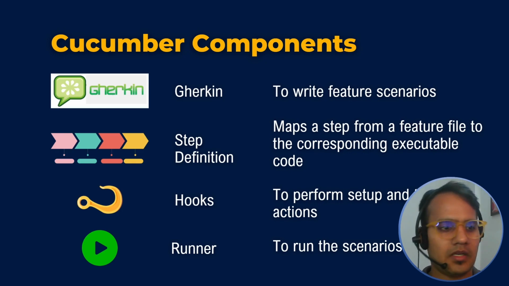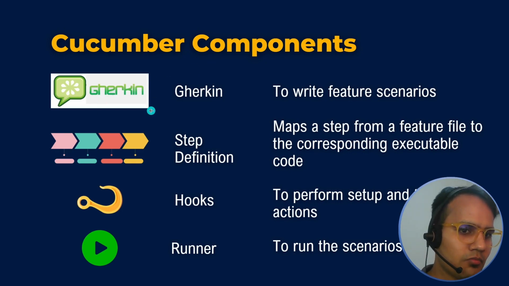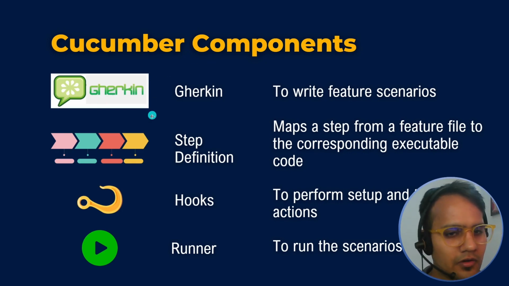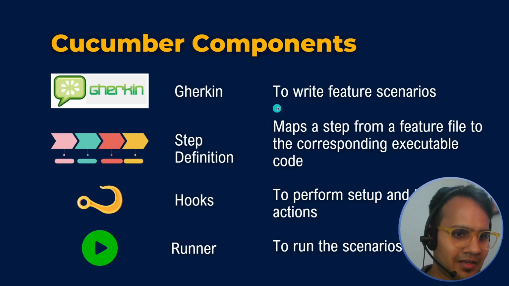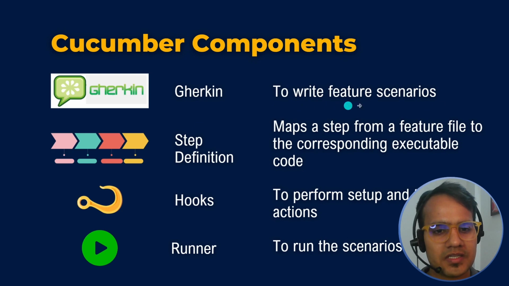So let's see. Cucumber components, basically there are 4 components. Okay, Gherkin. Why is Gherkin used? It is used to write feature scenarios. I'll tell you how to write the feature scenarios.